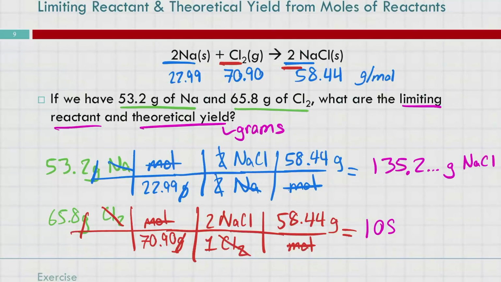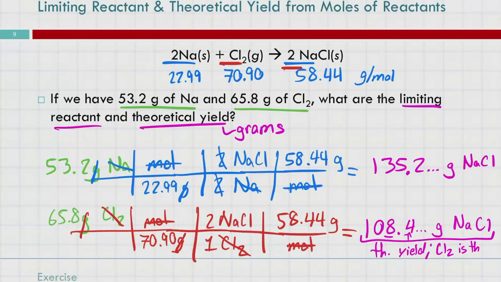And the number is 108.4 grams sodium chloride, which it turns out is the smaller amount. So this, rounded to 3 significant figures, would be our theoretical yield. And chlorine is the limiting reactant, because it makes the smaller amount of product.